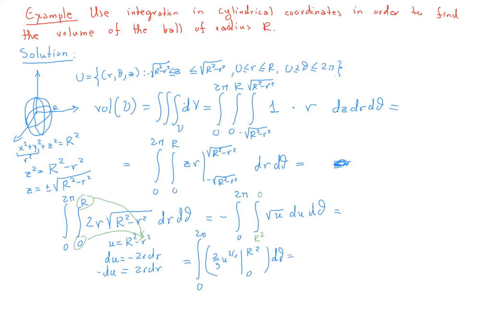Now, when you plug in R squared in u to the 3/2, what do you get? You get R squared to the 3/2, which is R cubed, right? Multiplying by 3/2 on the exponent gives you R cubed. So what you get is 2/3 R cubed, minus the other part, which is 0. And then you're going to integrate this function, which is constant with respect to theta, from 0 to 2 pi. So you're going to get 2/3 R cubed times the length of the interval, which is 2 pi, which gives you 4/3 pi R cubed.